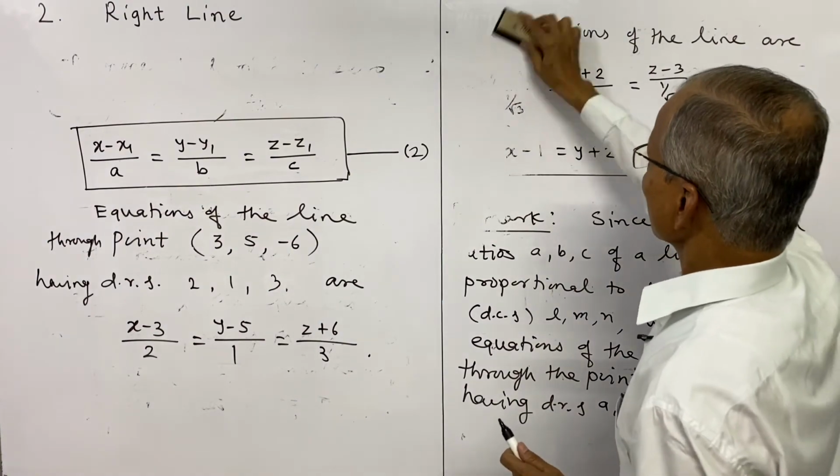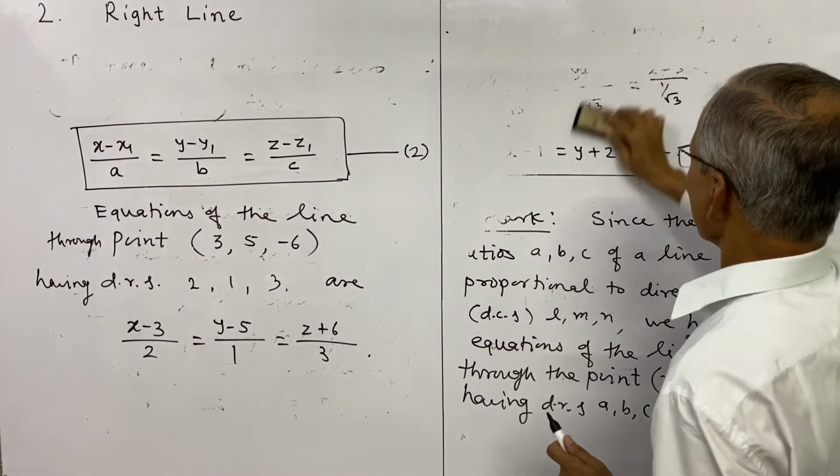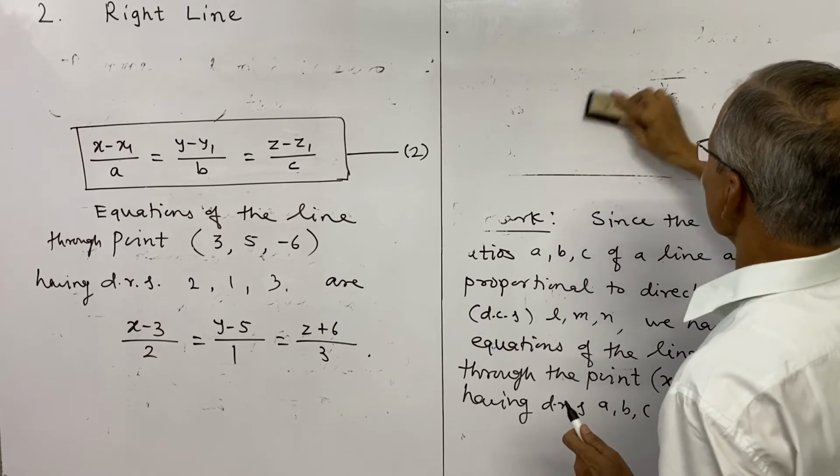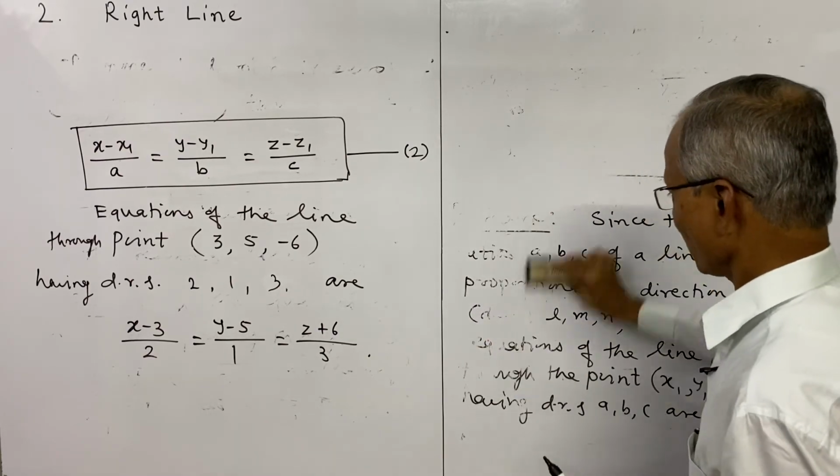Now one more equation we will consider is the equation of a line passing through two points, given two points, the equations of the line.